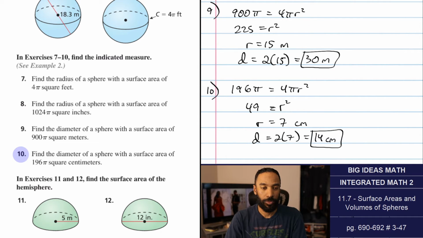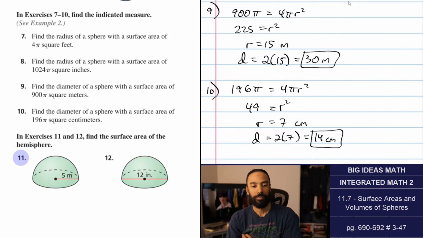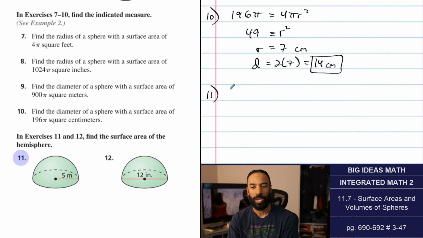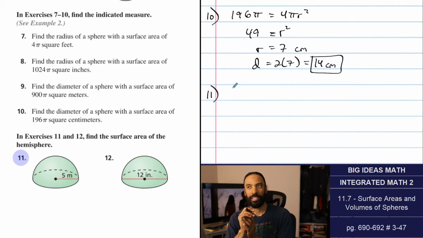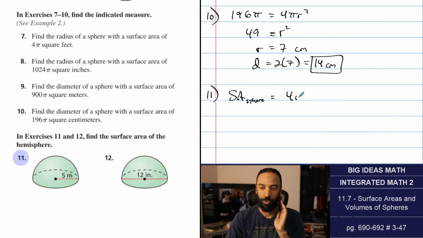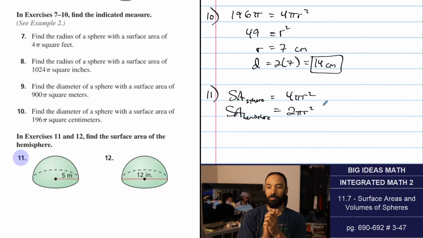Okay, that is numbers 7 through 10. Now we move on to numbers 11 and 12 where we find the surface area. Oh, they do give it. Okay. I don't know if this was actually a part of the problem set, so there's a little bit of enrichment here, and it's this. The surface area of a sphere, this is not just number 11, but in general, is 4 pi r squared, but the surface area of a hemisphere can be one of two things. Understand that it should be half of a sphere, so 2 pi r squared would absolutely be a part of it.